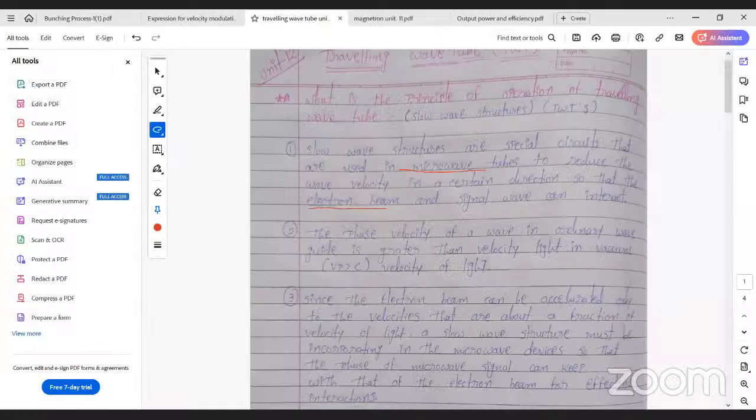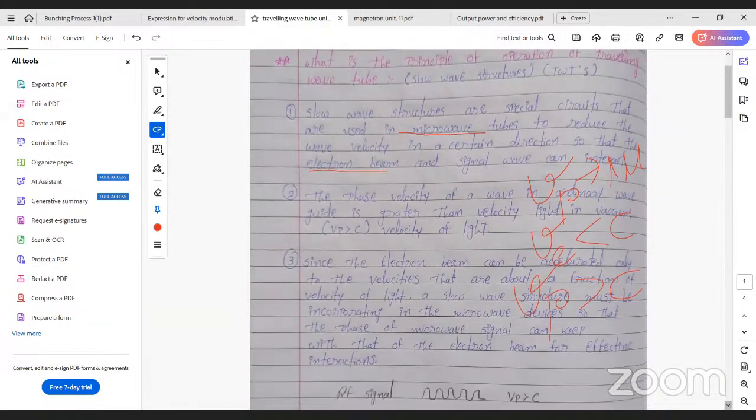...is lesser than the velocity of light. Here we are taking two signals. One is the phase velocity, Vp, which is the velocity of the microwave signal which we are passing. Another is the electron beam, which is represented with Ve. This Ve is lesser than the velocity of light, whereas the microwave signal, Vp, is greater than C, the velocity of light. We have to slow down this one. For that, we are using slow wave tubes.